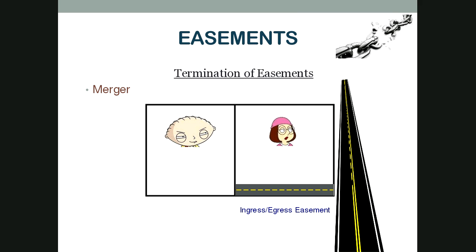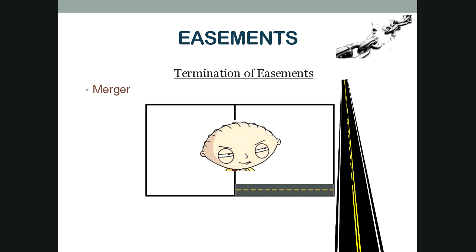Then we have this thing called merger. So remember when Stewie lived next door to Meg, and he had an access easement across her property to get to the road. Let's say Meg wants to sell her property and Stewie buys it. Well, now Stewie owns both of the pieces of property. Stewie doesn't need an easement to cross his own property because it's his. He can cross that property anywhere he wants to. He can do anything he wants to with that property. So the easement terminates because the dominant estate and the servient estate merge into one, and the easement goes away.